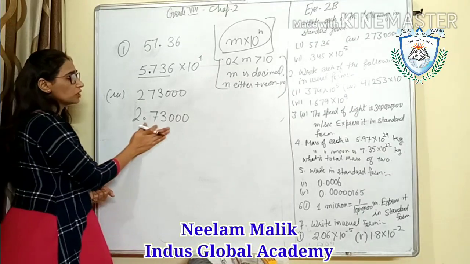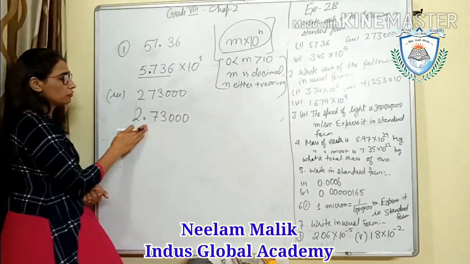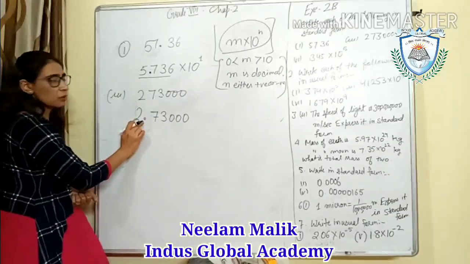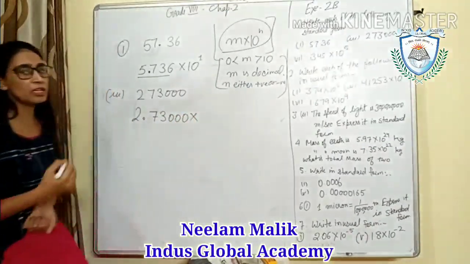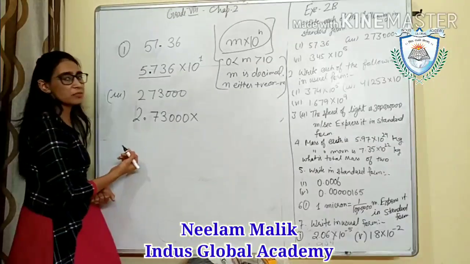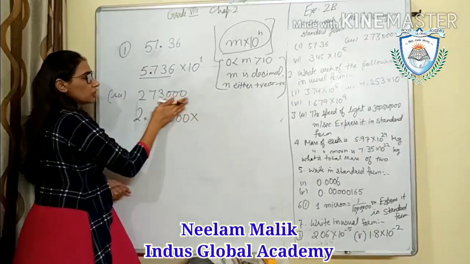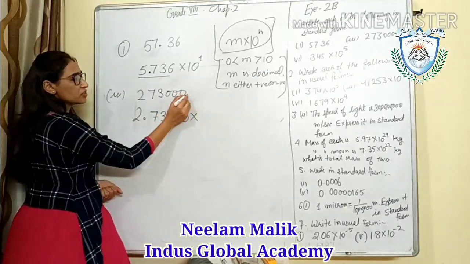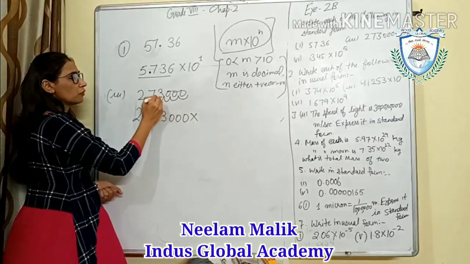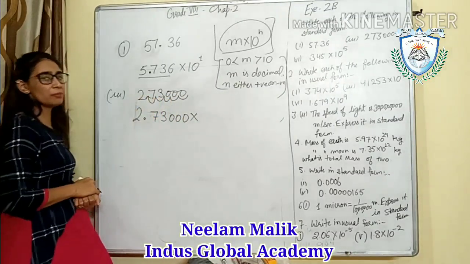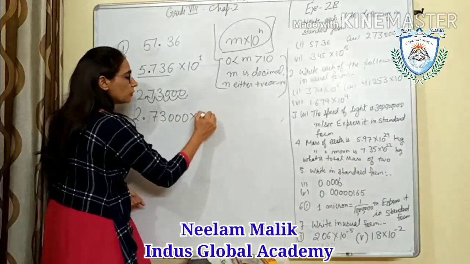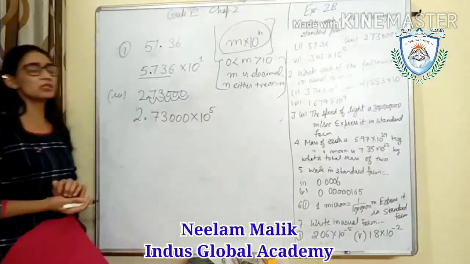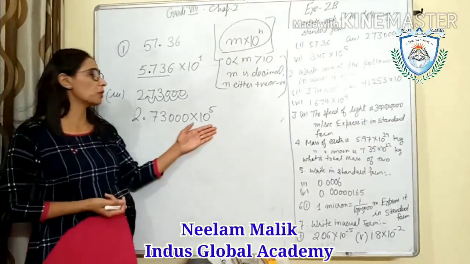Now this number is in decimal, and its value is between 0 to 10, because this is 2 point something. If I put the decimal point, then I have to multiply this number by 10 raised to the number of jumps I have made. If there is no decimal point, we suppose the decimal point is at the end. So how many jumps? 1, 2, 3, 4, 5. So we will multiply this by 10 raised to power 5. So this number is now in the form m into 10 raised to power n.